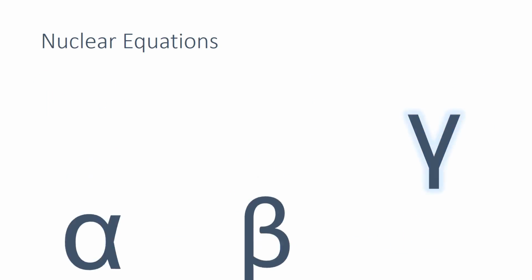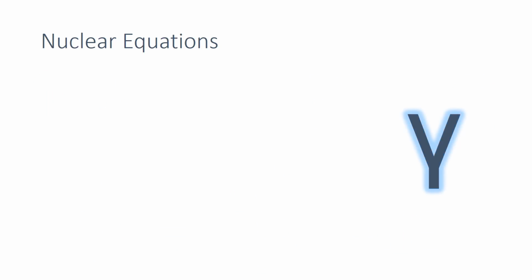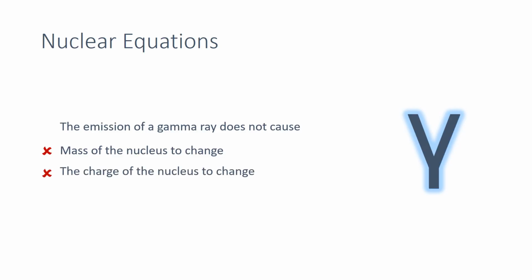For the final emission, that of a gamma ray, there is no nuclear equation to write. This is because a gamma ray is uncharged and has no mass. Therefore, when it is emitted, it does not cause a change in the mass of the nucleus, and it does not cause a change in the charge of the nucleus either.